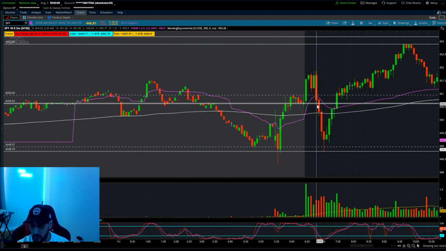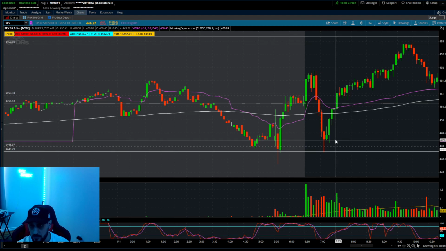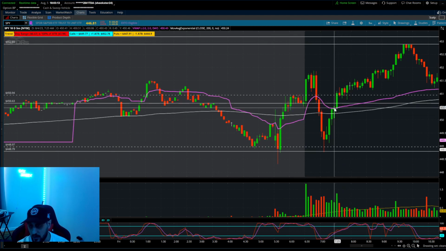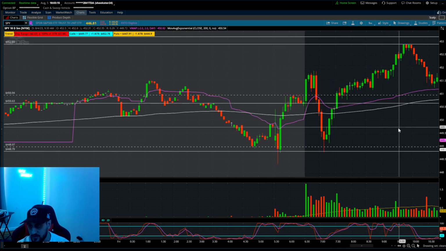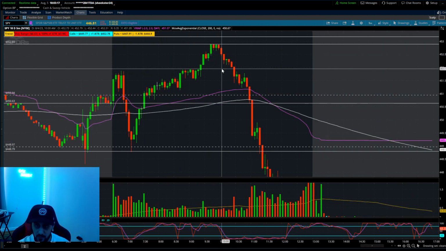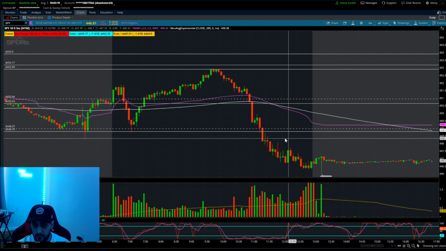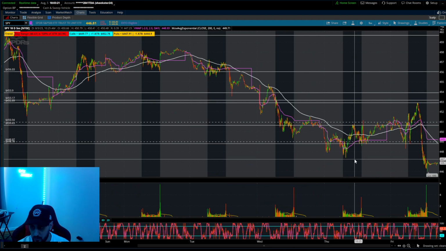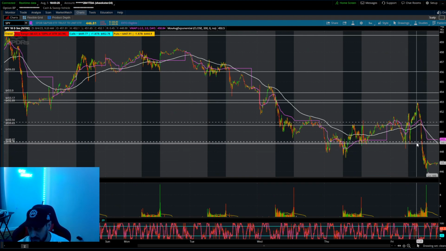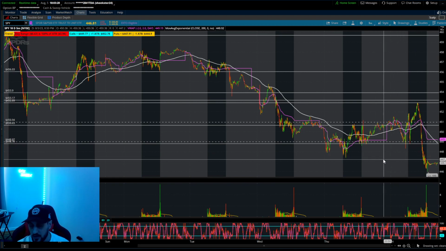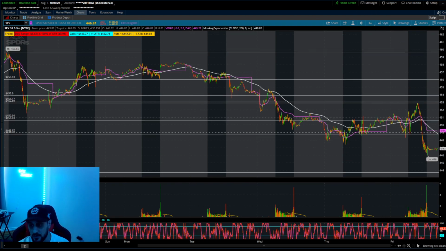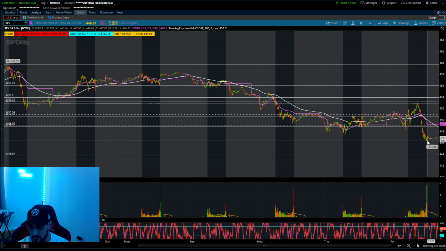You could have rode puts all the way down to pre-market low where we bounced again right above the VWAP, rode all the way up to more resistance, take profit, same thing. We broke below the pre-market low, so we broke below lows. At this point, once we break pre-market lows and yesterday's lows, you want to start looking at your daily chart and see where your next support is, which is 444.